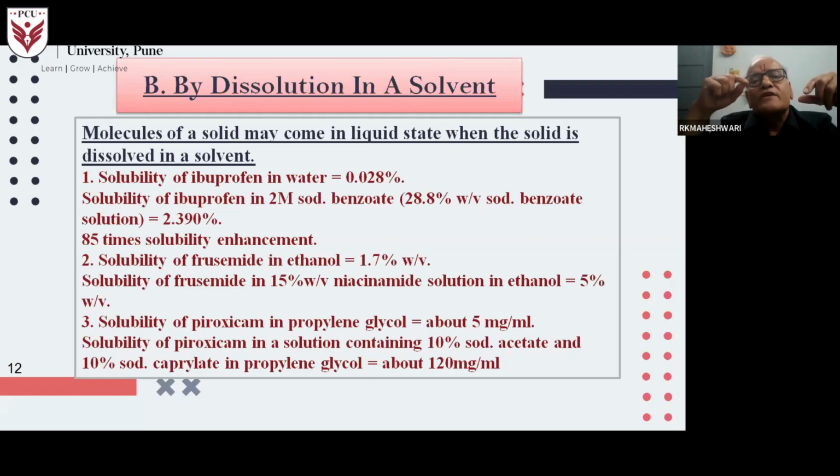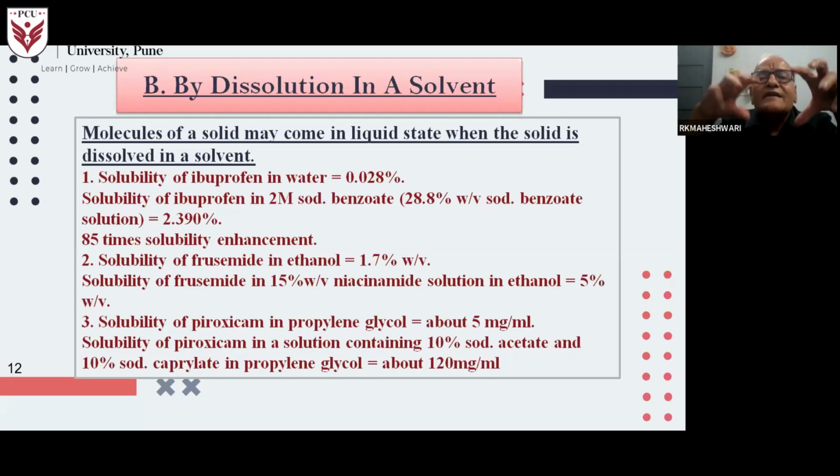So that these molecules, which are in liquid state and in movement, can be involved in the dissolution of other solutes. Anyway, one example I will give here is that of ibuprofen. Ibuprofen has poor solubility in water at room temperature. As you are seeing, it is 0.028% by volume, very poor solubility. 0.028% is the solubility of ibuprofen in water at room temperature.